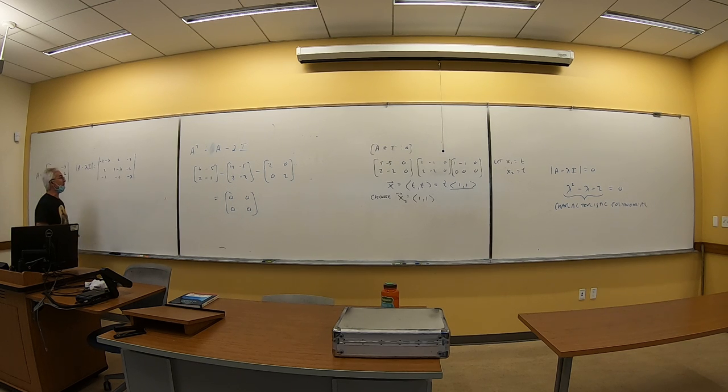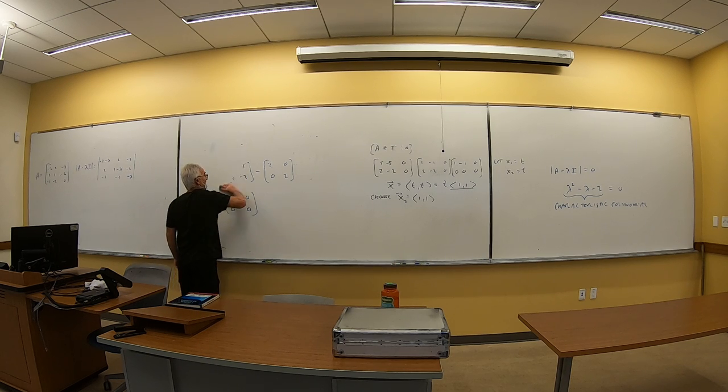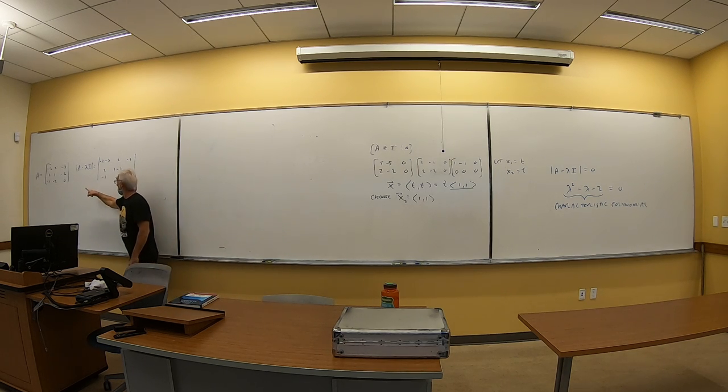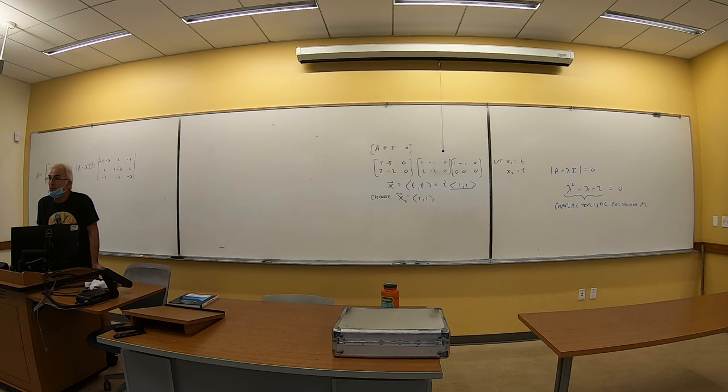So let's just take the first row. My philosophy on evaluating a determinant, if I don't have zeros, I always use the first row. I'm a creature of habit. Now, lambda can be any real number. Technically, lambda can be any complex number. But we are only going to do problems in this chapter that give us real solutions. Okay?